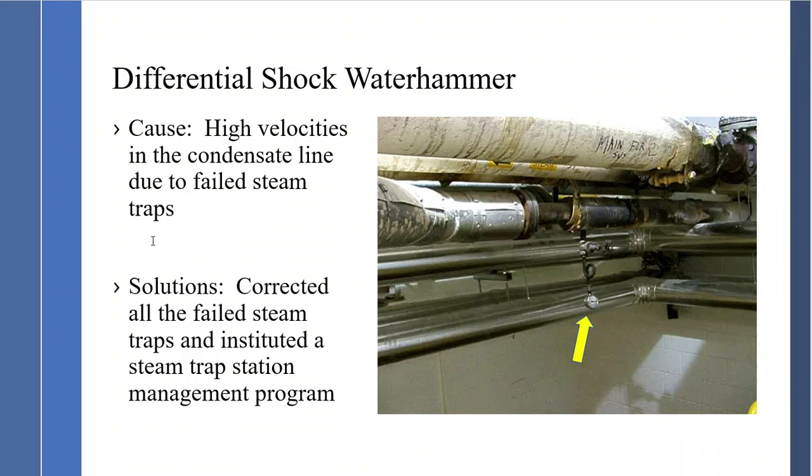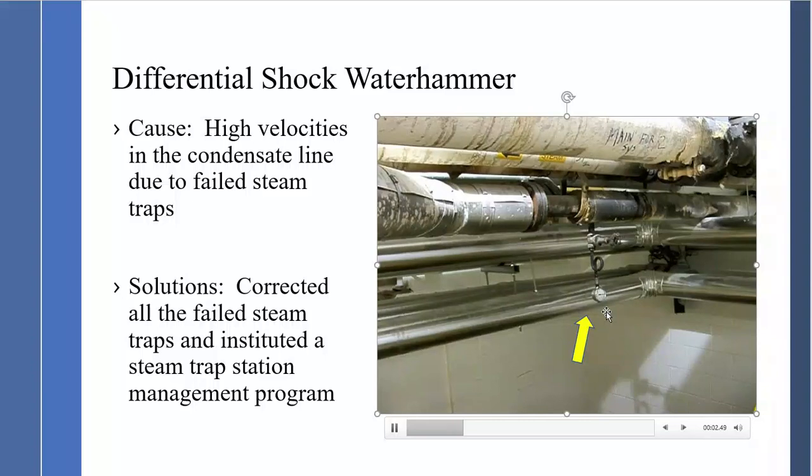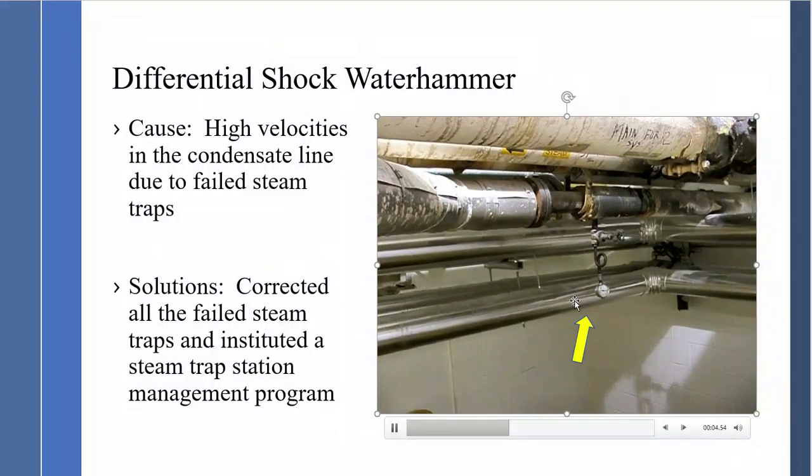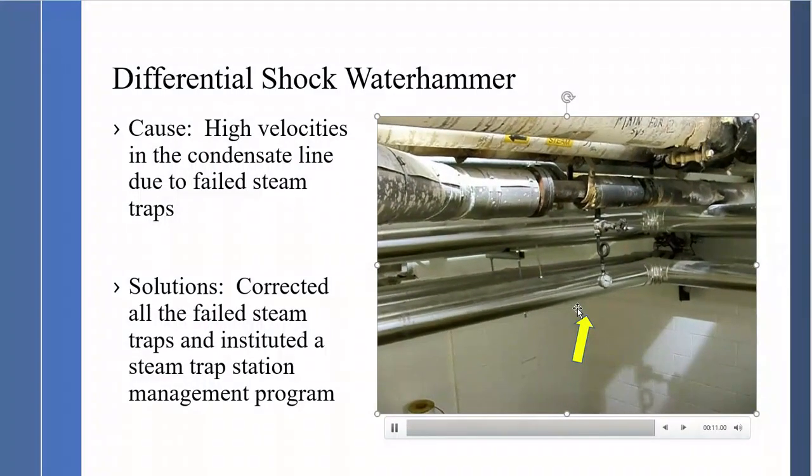So, an example of high velocities in a condensate line. Just pay attention to this pressure gauge here when I play this video. And you see, bang, see the pressure gauge increase right there? That is that wave coming down that condensate line.